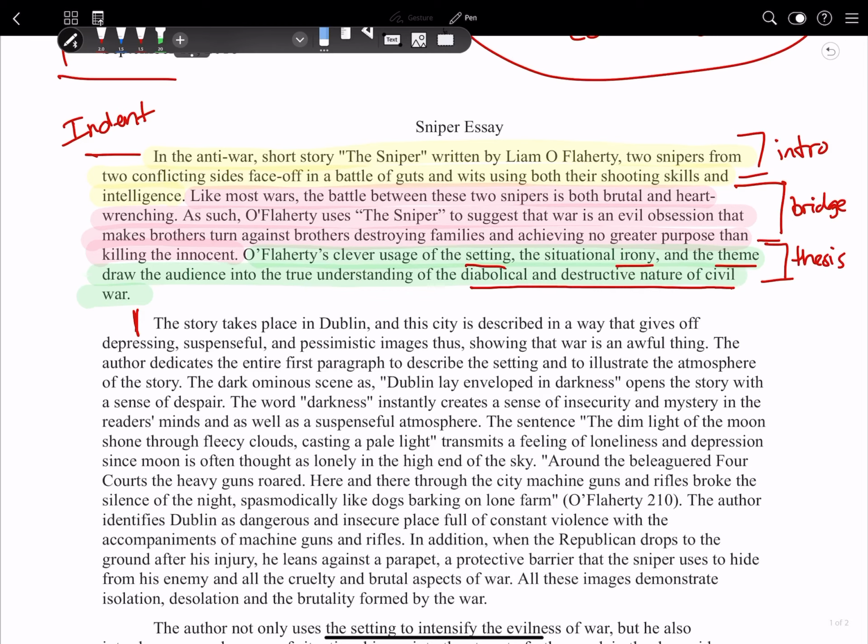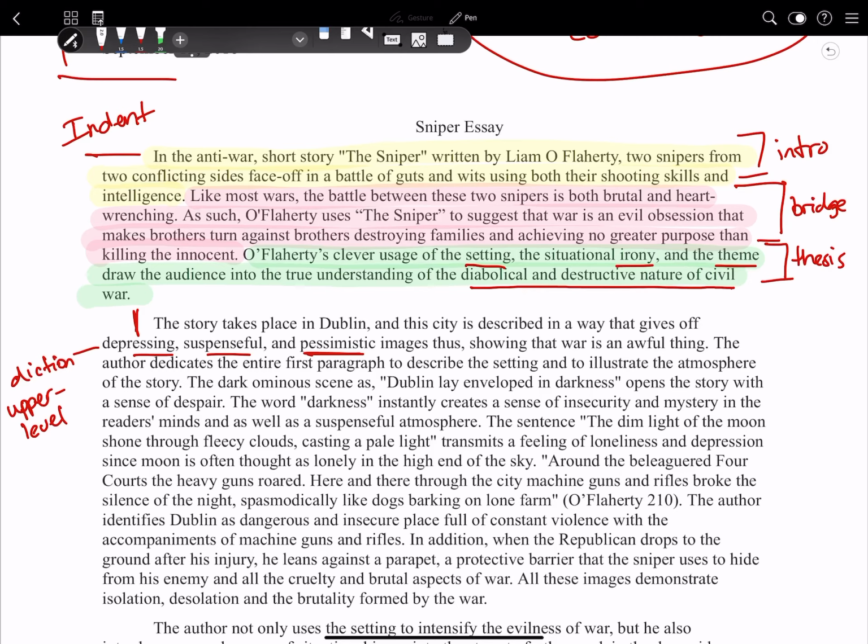The story takes place in Dublin, and the city is described in a way that gives off depressing, suspenseful, and pessimistic images. Just right off the bat, this is excellent diction, especially pessimistic. You are shooting for this idea. You want upper level diction all the way through, okay?